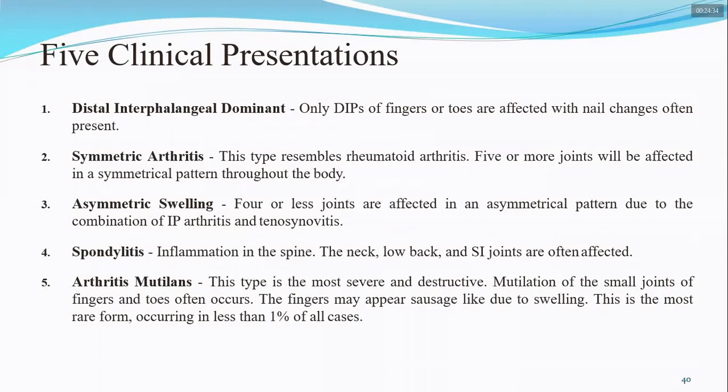Arthritis mutilans is seen in very rare cases, but this is the most severe and destructive form of the arthritis. There will be sudden rapid destruction of the joint, giving the appearance of a sausage. There may appear a sausage due to sudden swelling and rapid destruction. But it occurs in 1% of all cases. This is arthritis mutilans. So these are the five peculiar clinical pictures of psoriasis.